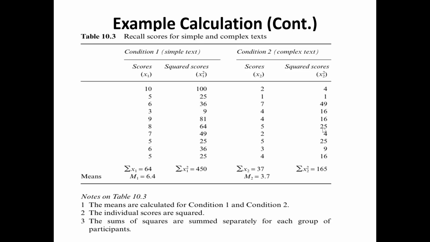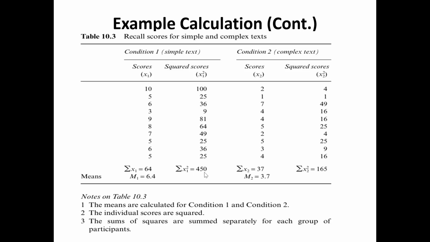The same thing you do with condition 2, where you square the scores of condition 2. 2 squared will give you 4. 1 squared will always give you 1. 7 squared, 49, and you continue. And then at the end of the day, you sum the squares. Summation of X squared for X1 squared.